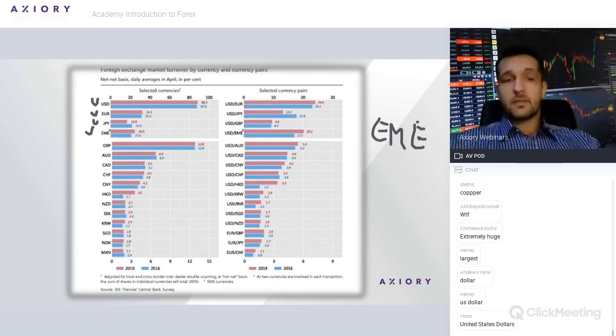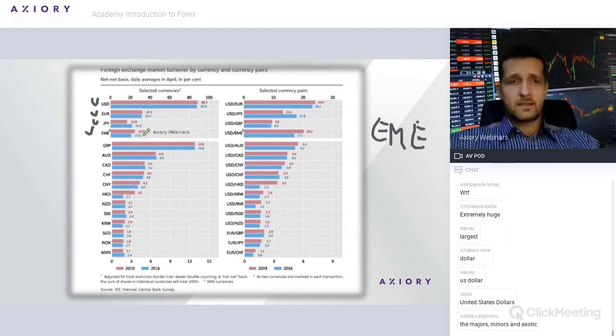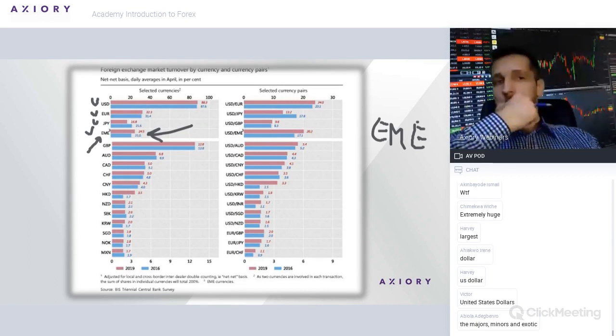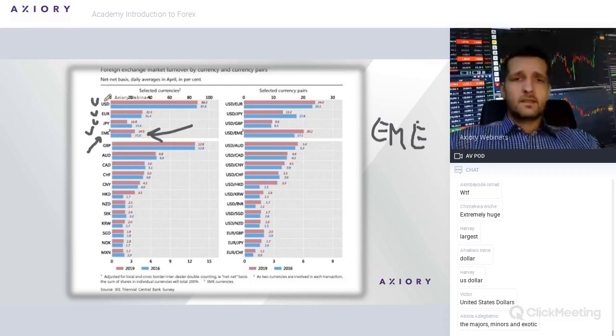Okay. Emerging markets currencies. This is a basket of emerging markets currencies, for example, Polish zloty, Russian ruble, Indian rupee, Indonesian rupiah, etc. You can see that the dollar is the biggest currency in the world. Absolutely biggest, most widely traded, etc.